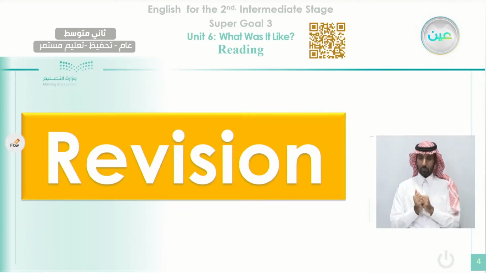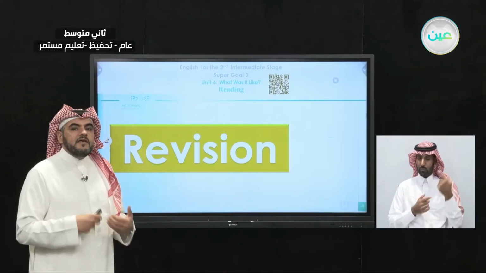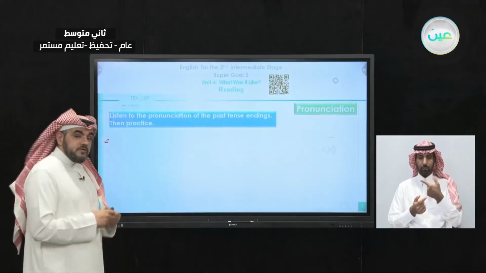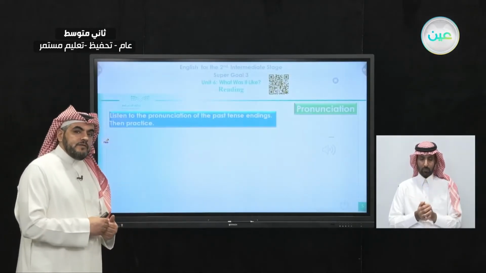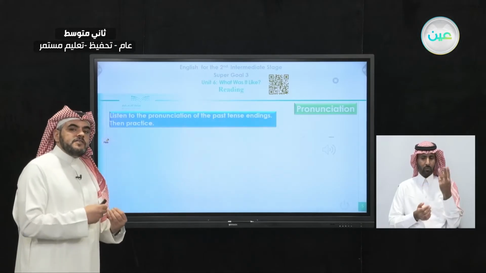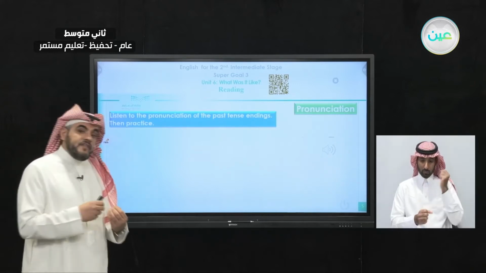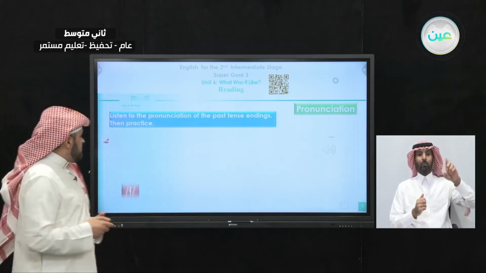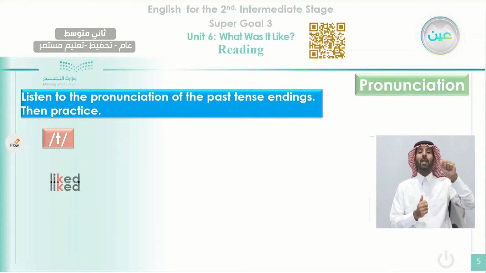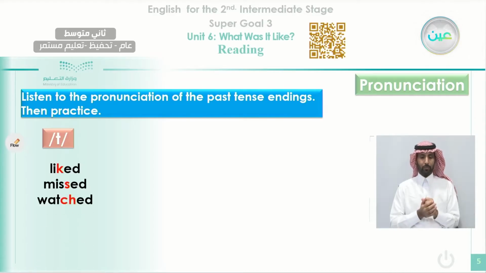Okay, we start as always by revising the previous lesson. You remember from the previous lesson we studied pronunciation. In our previous class, we told you that there are 3 pronunciations for the ed. When you add ed to the regular verb, the pronunciation of ed sometimes becomes a t sound, sometimes like as in like becomes liked, as in miss becomes missed, as in watch becomes watched.